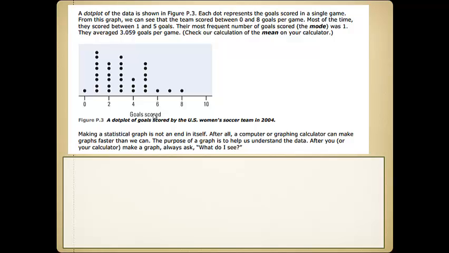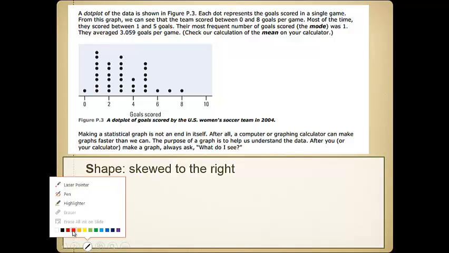So when you look at a graph like this, there are 4 things that you need to make sure that you always address when describing the data. First thing is the shape. This graph is skewed to the right. Skewed to the right means that the tail is going off to the right with most of the data over to the left. So make sure the skew is going in the direction of the tail. I'll just draw that quickly.